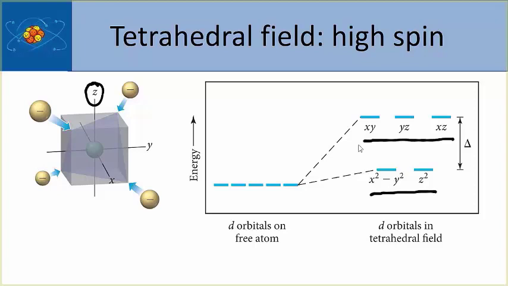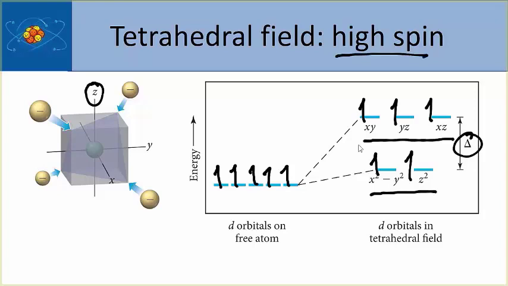So let's say you have a tetrahedral complex and you have five electrons or six electrons in there. One, two, three, actually four, five. You would have something like this. One, two, three, four, five. Turns out delta in these complexes is small, and as a result, they tend to be high spin.